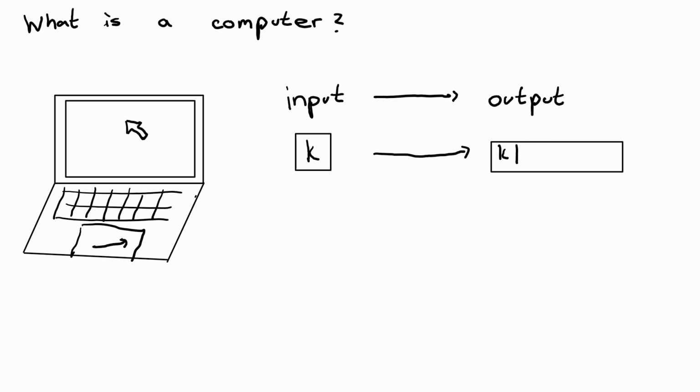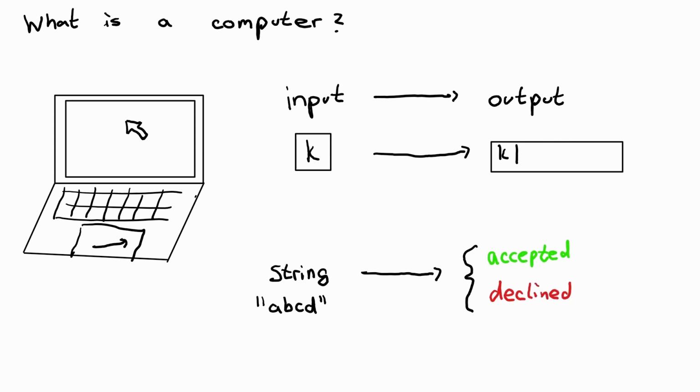Well, for this video we want to limit ourselves to a very specific computer which gets a string, so an arbitrary amount of characters, and either accepts the string or declines it. So this is basically asking questions about the string. For example, if you log in with your password and it says your password is not long enough, not secure enough, then this is exactly this question of what our computer should do.